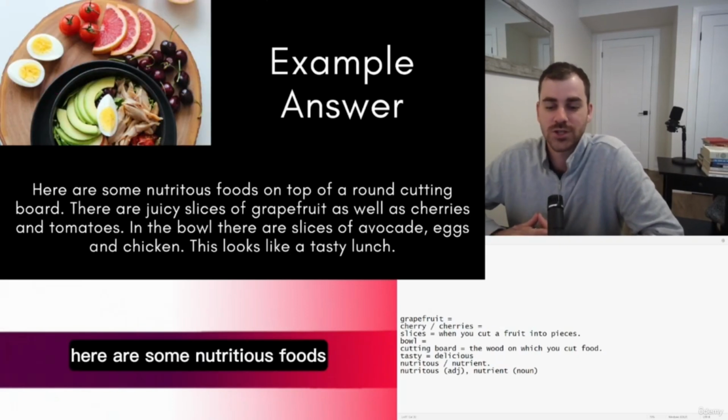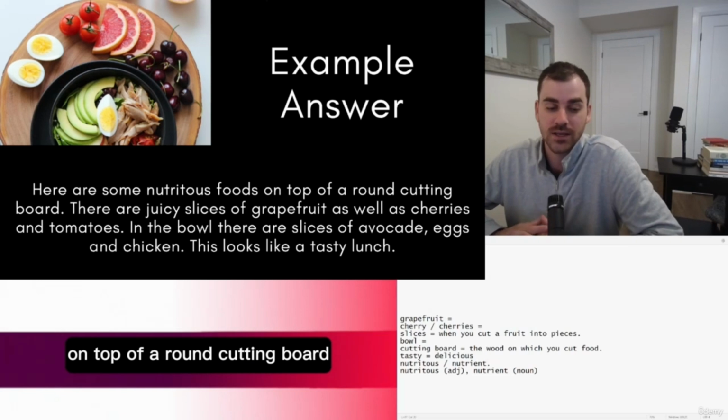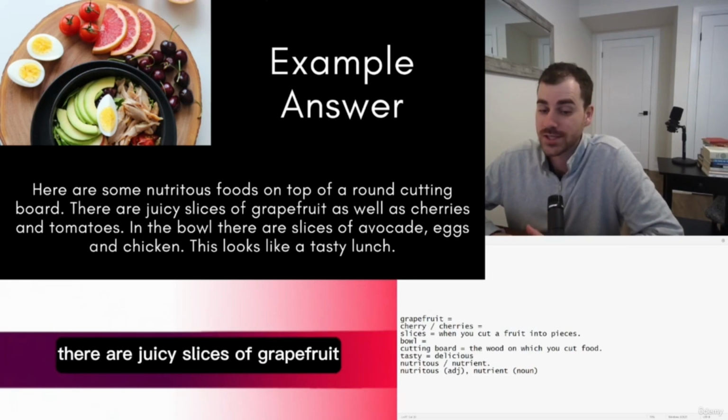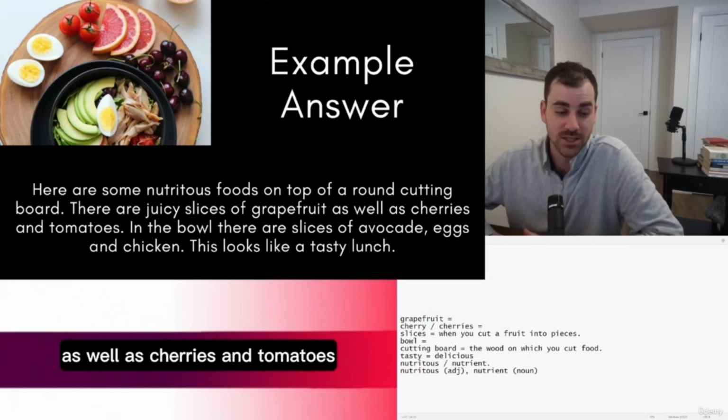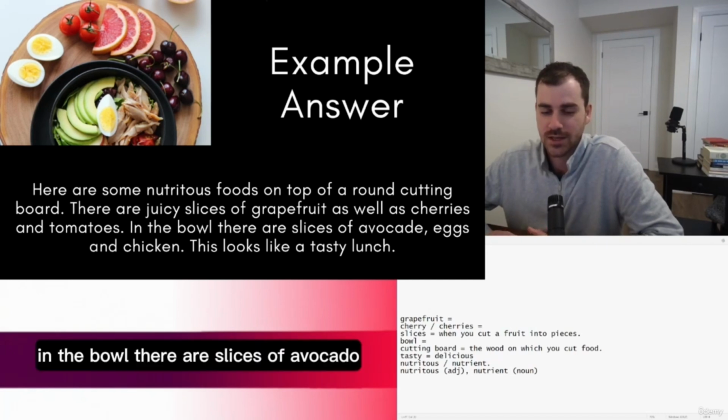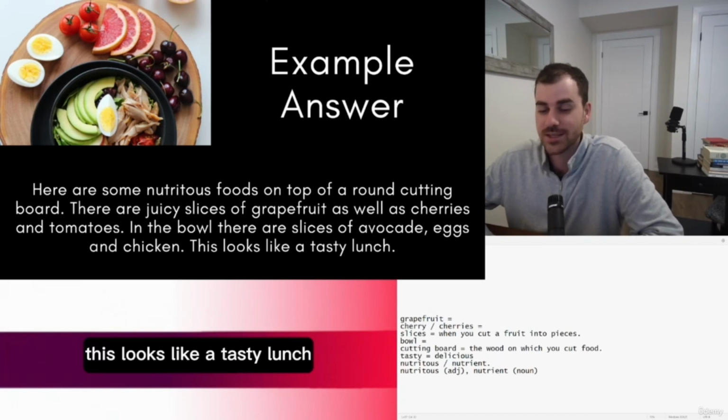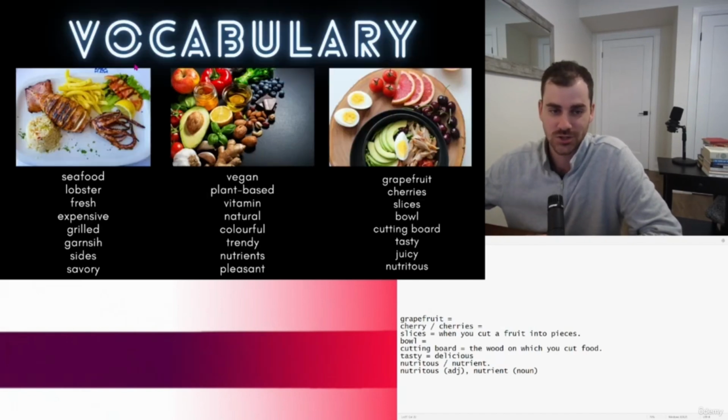Here are some nutritious foods on top of a round cutting board. There are juicy slices of grapefruit, as well as cherries and tomatoes. In the bowl, there are slices of avocado, eggs, and chicken. This looks like a tasty lunch.